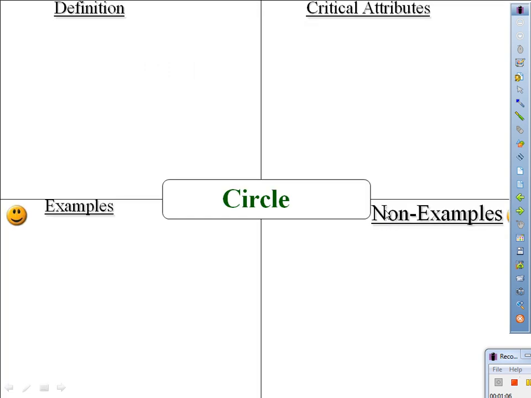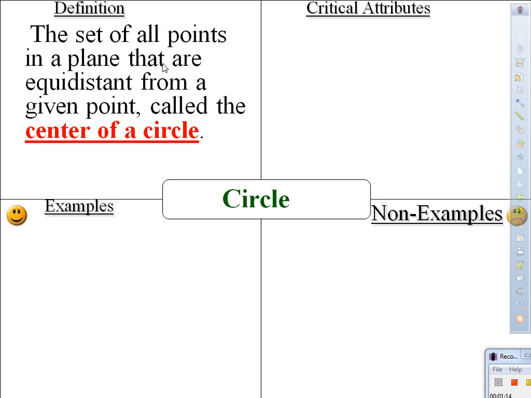Circle. Write this down. Definition. What is a circle? The set of all points in a plane that are equidistant from a given point. And that given point is called the center of the circle.